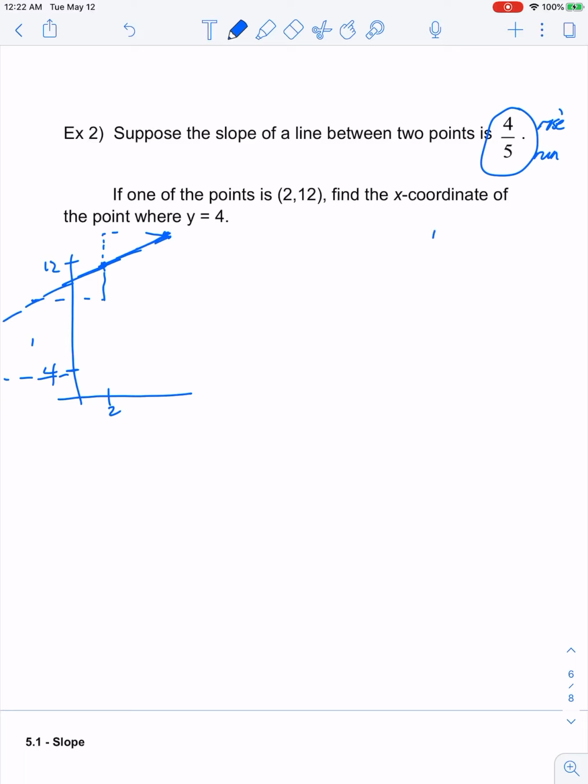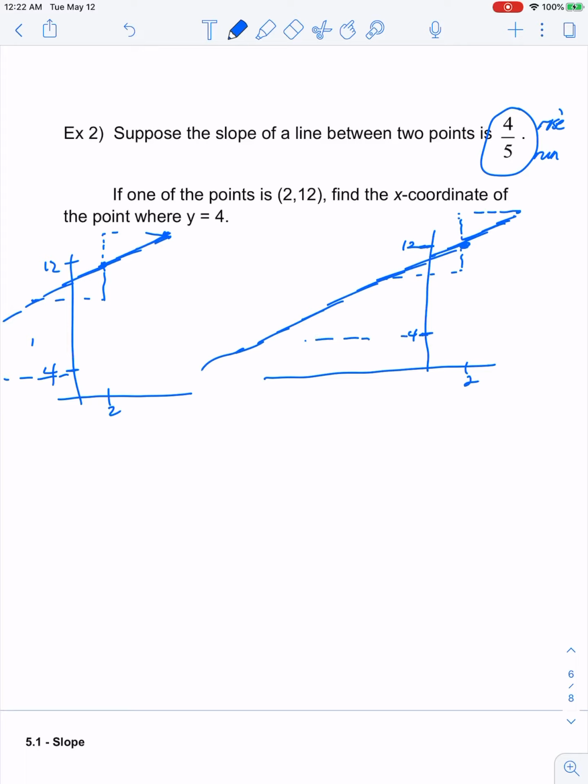Here, let me draw it over here. Here's 2, here's 12. And then there's a y-coordinate of 4. And this is going up 4 and over 5. Or it's coming down 4 and going back 5. So it's doing something like this. The question is, what's that coordinate right there? That's what we're trying to find.